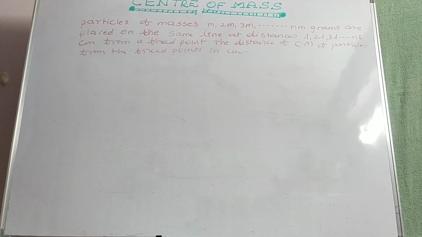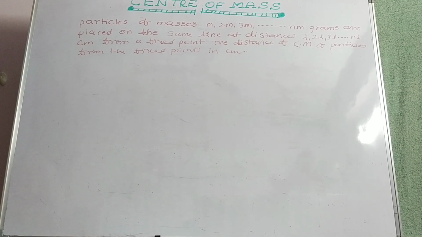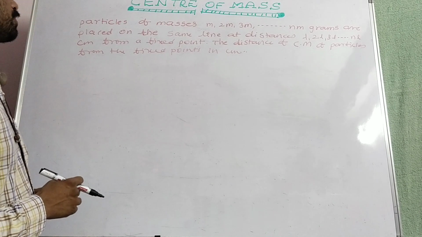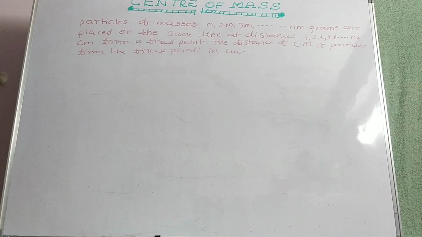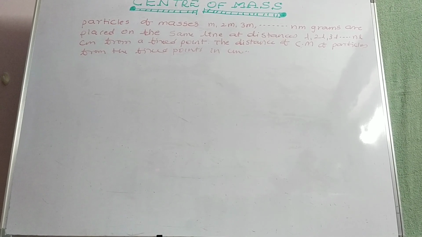Here also we have a different question but with the same formula. We have to use some mathematical formula here. So here we have the problem: particles of masses m, 2m, 3m and so on up to nm grams are placed on the same line at distances of L, 2L, 3L and so on up to nL centimeters from a fixed point. The distance of the center of mass of the particles from the fixed point in centimeters.